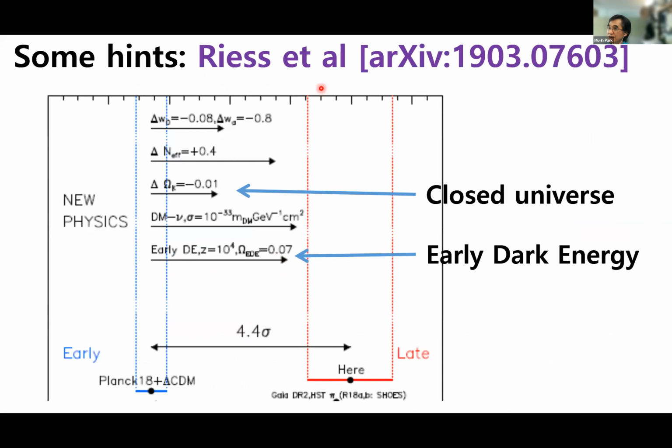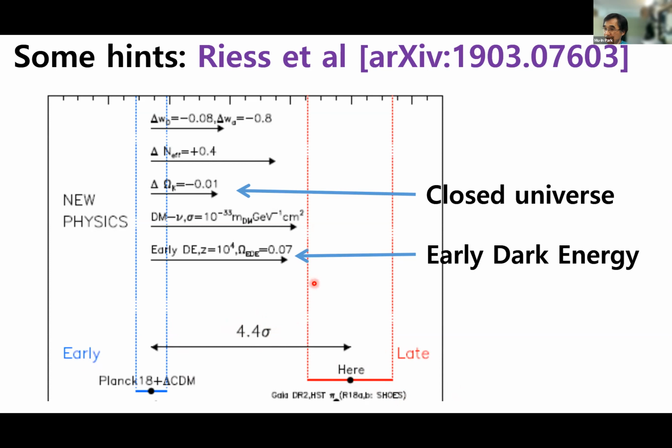So actually there was some hint. This person, who read the local measurement, which is quite different from the Planck data, argued that we need some new physics in order to resolve the H0 problem. One of them is if omega k is negative like this value. Here the blue one was Planck data, and the red one is a recent local measurement. There was about a 4 sigma discrepancy between the two measurements.